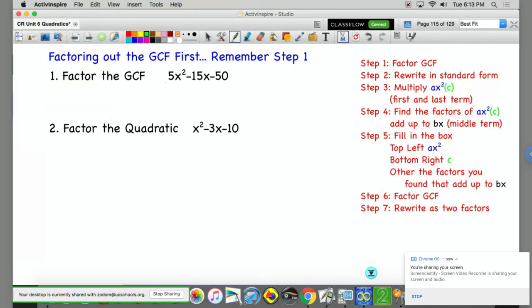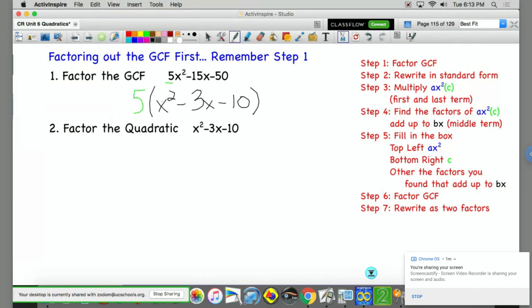So you'll notice this time we have that 5 out in front. Well, that means that we need to factor out a 5 if we can. So will 5 go into 15? Yes. Will 5 go into 50? Yes. So that tells us that we can factor out a 5, and then that's going to leave us with 5 times what will give us 5x squared is x squared. 5 times what will give us negative 15x, and that's going to be negative 3x. And 5 times what will give me negative 50, and that's going to be negative 10.